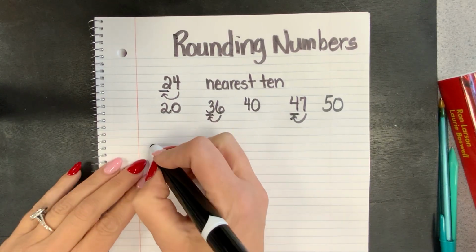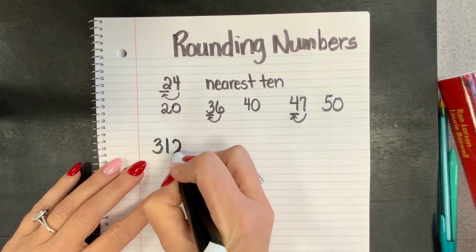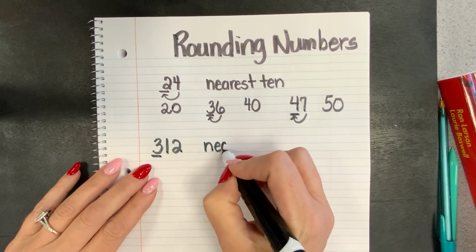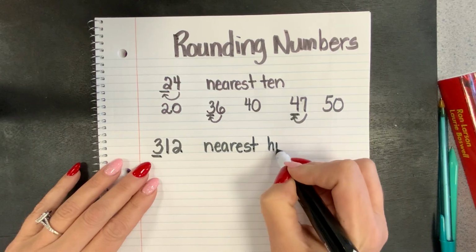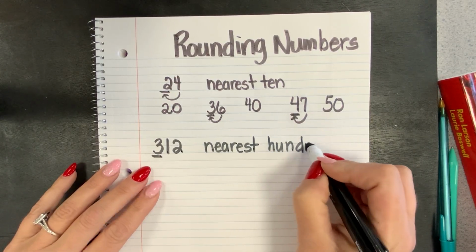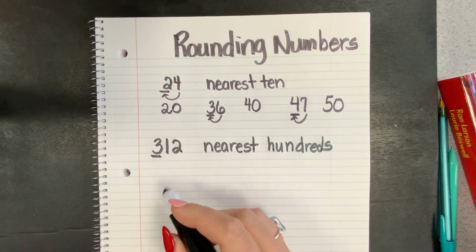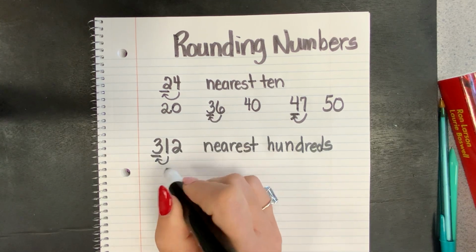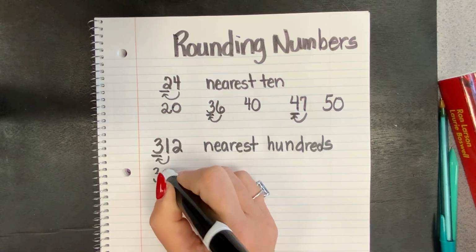So now let's do the nearest hundreds place. We're going to do 312. Underline. We're going to talk about the nearest hundreds place. The 3's in the hundreds place. Let's look at the number behind. It's less than 4. So that means 312 is closer to 300.